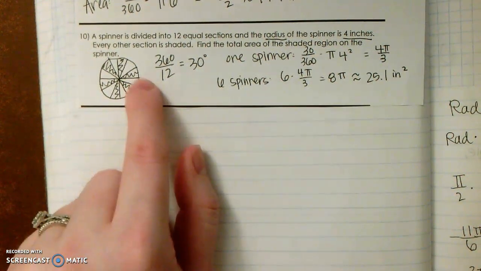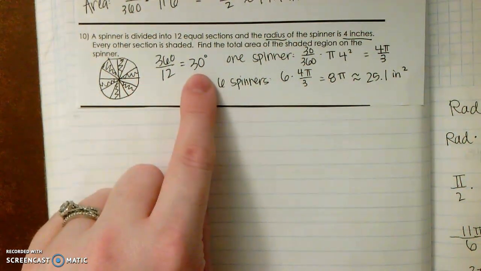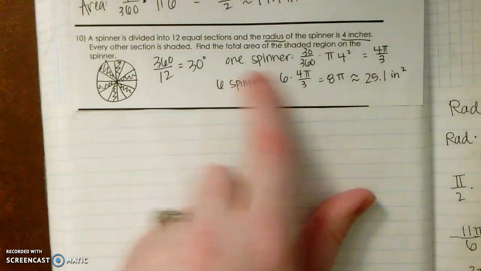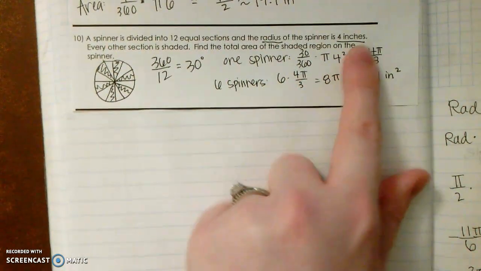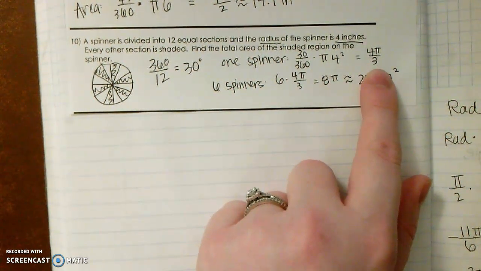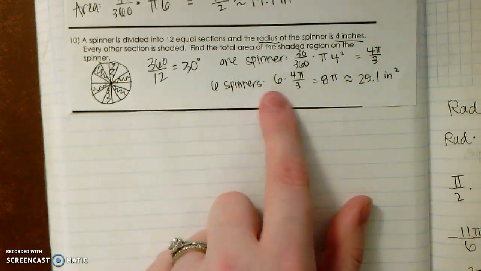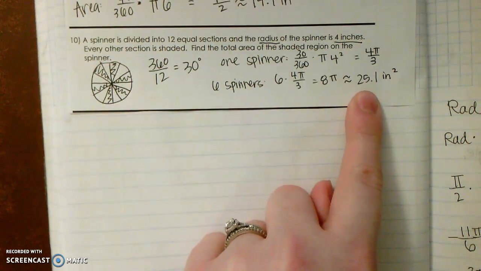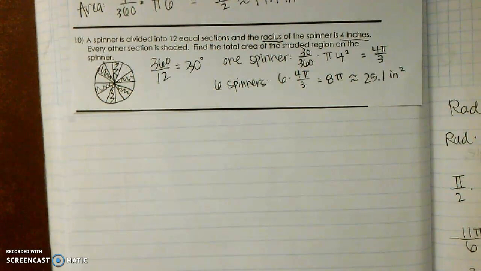And I found that the degree measure of the arcs would be 30 degrees. So each of these has a 30-degree angle here that's being shaded. So for one section, we would do 30 degrees over 360 degrees. Then we have pi r squared. It said that the radius was 4, so that's why I put in 4 here. So we get 4 pi over 3. But that's just for one section, so if we want all 6 sections that are shaded, we have to multiply it by 6, which gives us 8 pi. That's approximately 25.1 inches. And that is how you find the area of a sector.